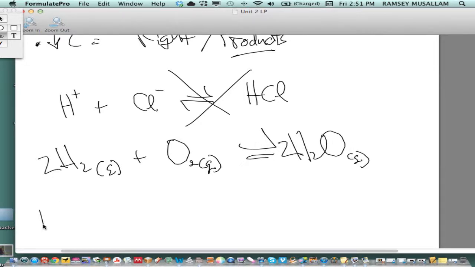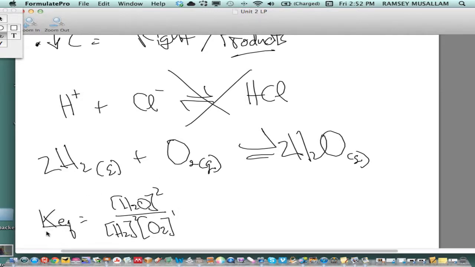Okay, first off, could you guys write the KEQ expression? Write KEQ. All right, so who's on the top? H2O raised to what power? 2. And who's on the bottom? H2 concentration and O2 to the first power. So whatever number this is, the whole reaction is trying to keep it the same.